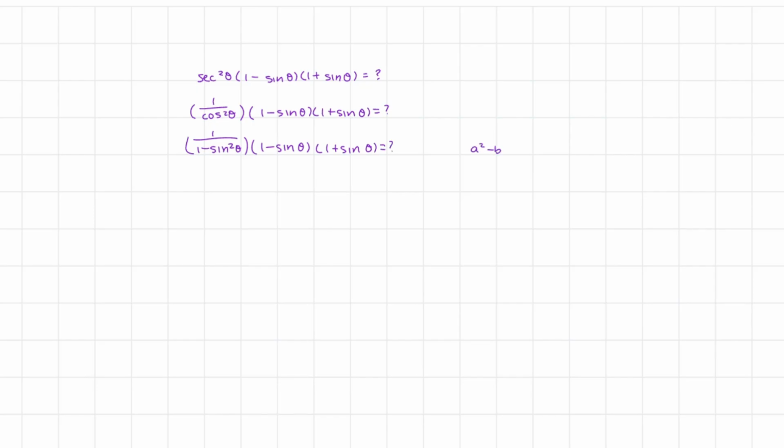What if we had secant squared theta times 1 minus sine theta times 1 plus sine theta? So we know secant squared theta is 1 over cosine squared theta. And we know this could be 1 over 1 minus sine squared theta, keeping in mind sine squared theta plus cosine squared theta is equal to 1. We can change 1 minus sine squared theta to 1 minus sine theta times 1 plus sine theta, because of the formula a squared minus b squared is equal to a minus b times a plus b. We can cancel everything out. 1 plus sine theta and 1 minus sine theta cancel out. Therefore, this is equal to 1.